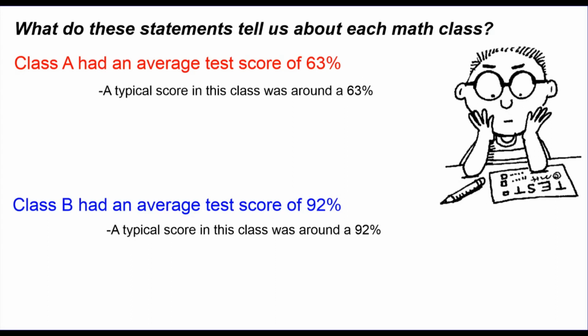And likewise with Class B, they had an average test score of 92%. That means a typical score in this class was around a 92%. So that means some may have done better, some may have done worse, but typically the scores were centered around a 92%.